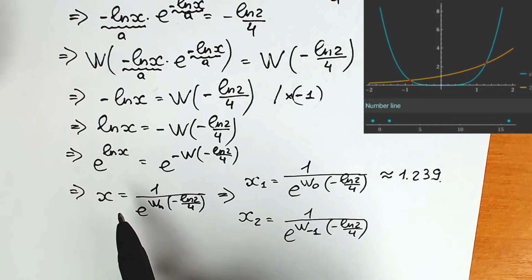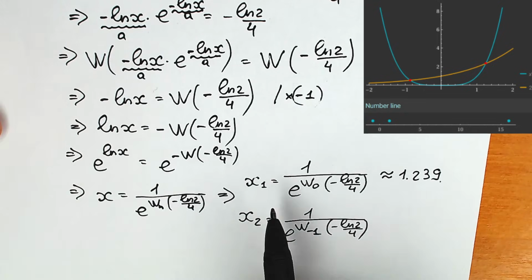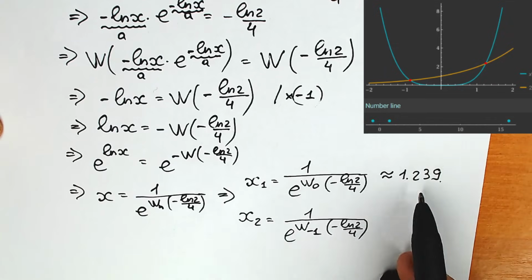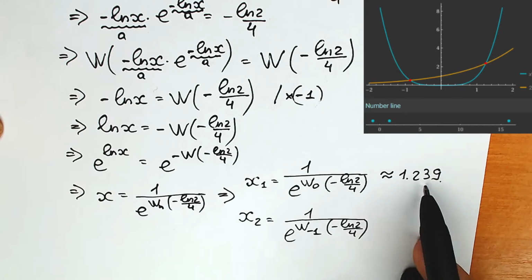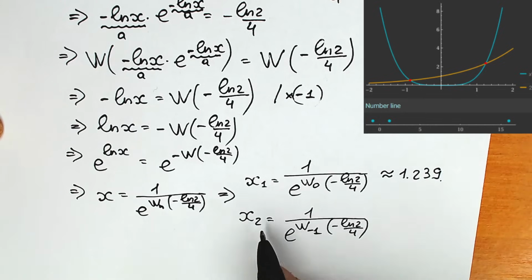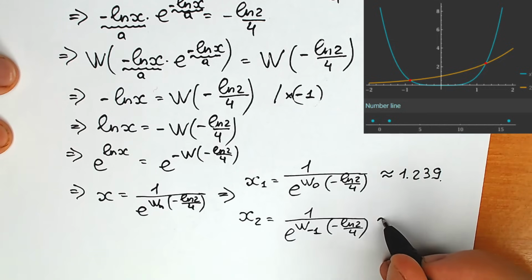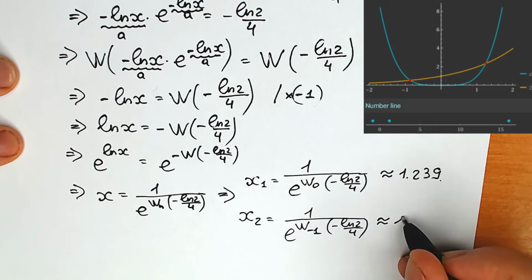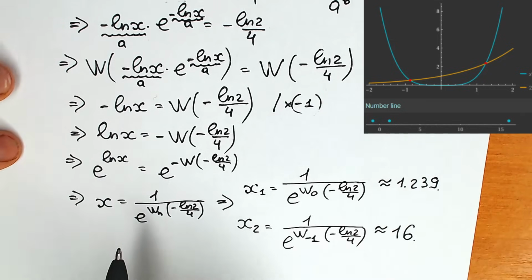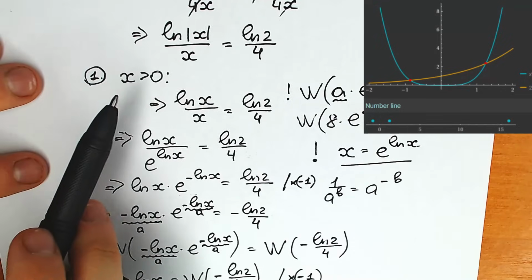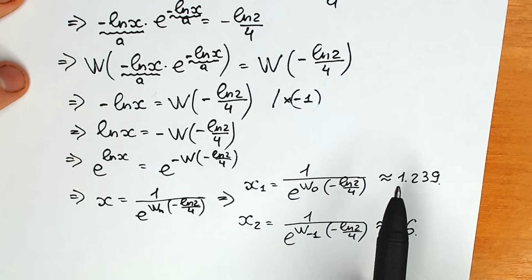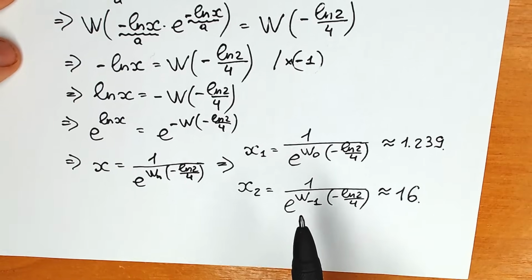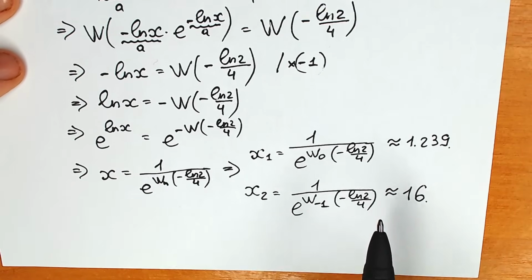This is like a general case. How can we write our root? As a result, we have two branches. The first branch is when we find this Lambert W function, and we have the first root, and then we have the second branch, and as a result, we have the second root. And if you're interested, x second equals 16. So when x is positive, we have two roots: x first equals 1.239, and x second equals 16.